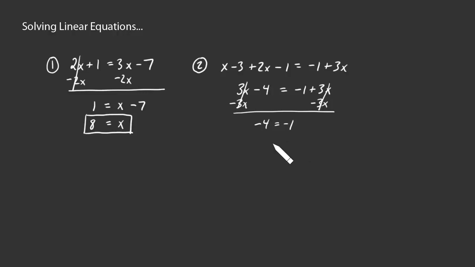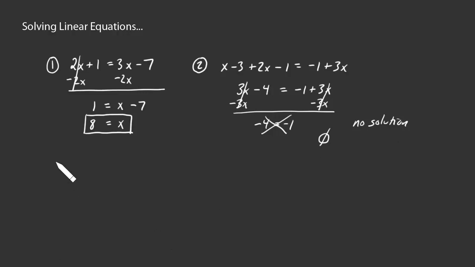That can't happen. Negative 4 is never equal to negative 1. There is no value of x that is going to make that statement true. Okay, so there is no value of x that solves this equation. We then say the set of all values of x that solves this is empty, and that's the symbol for the empty set. Or we could just write no solution, I suppose, too.